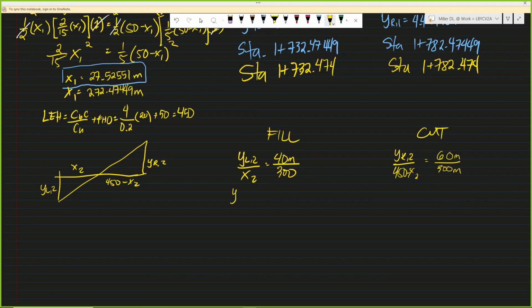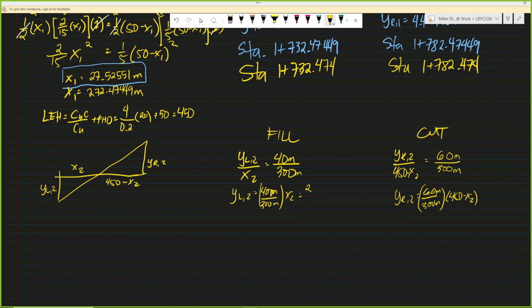So, isolate natin. So, YL2 would be 40 over 300 meters all over, multiplied by x sub 2. And on the other side, YR2 is 60 meters over 300 meters multiplied by 450 minus x sub 2. Sige, kindly simplify. What would be sa YL sub 2?